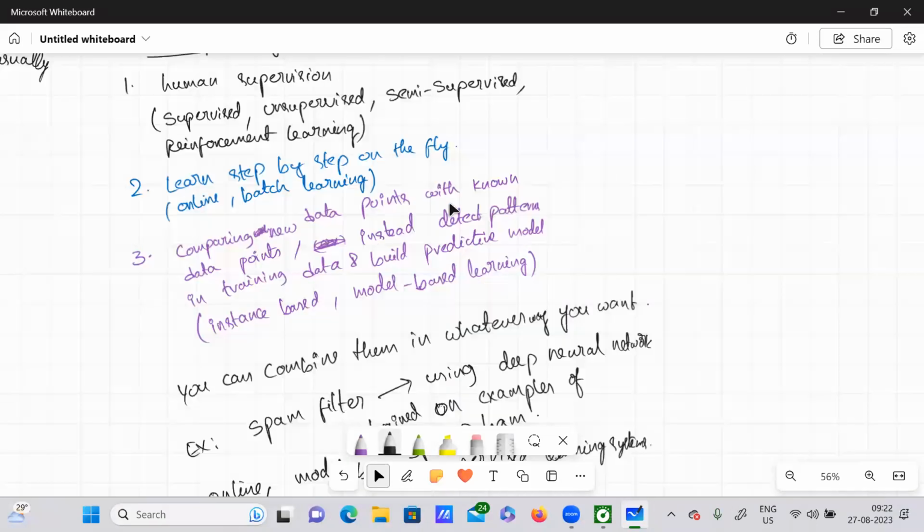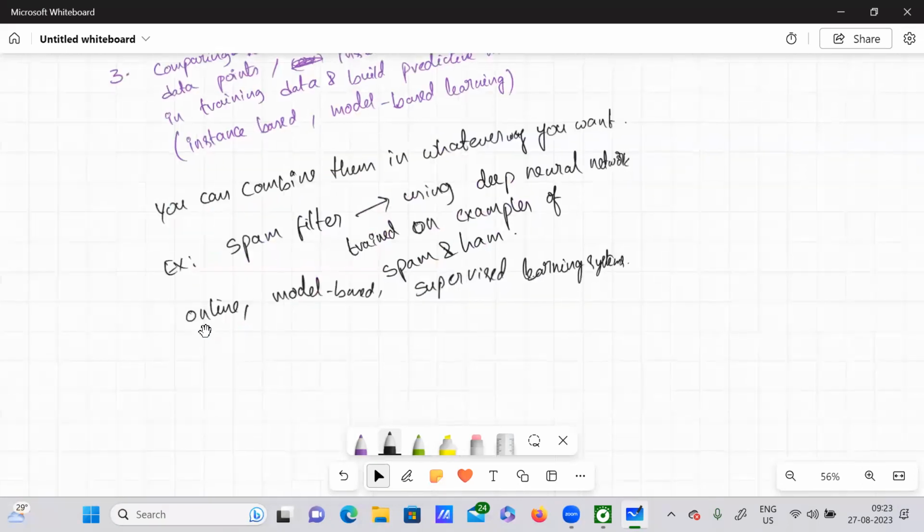It can also detect patterns in training data and also build a predictive model. Depending upon that, these two models have been categorized. And also we can combine all these algorithms in whatever way we want. For example, I have given you the spam filter, which can be combined with deep neural network models trained on the examples of spam or ham. So in this scenario, it comes under online, model based and supervised learning systems too.